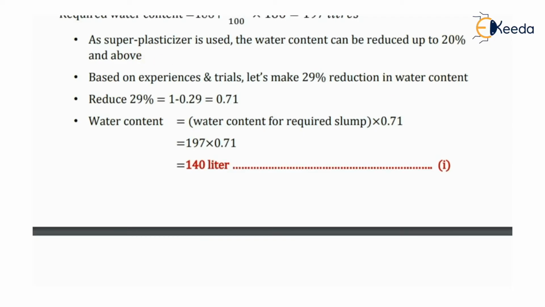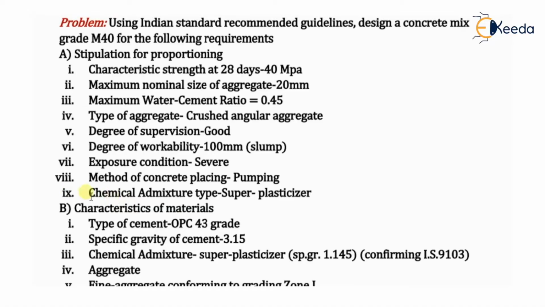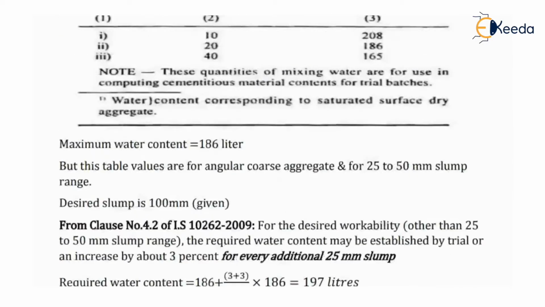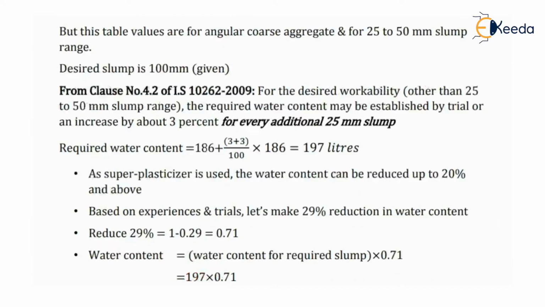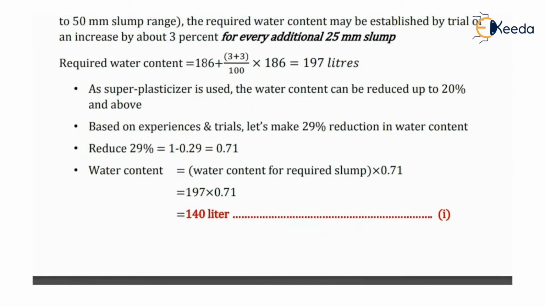Let's check again the problem statement. The chemical admixture type is superplasticizer. So we are using chemical admixtures. Admixture is used. So what we can do, we have to reduce the water content by 20% or above.